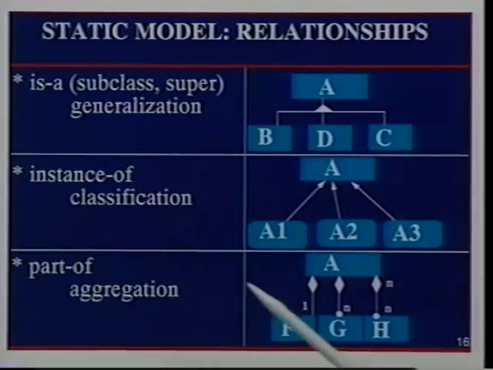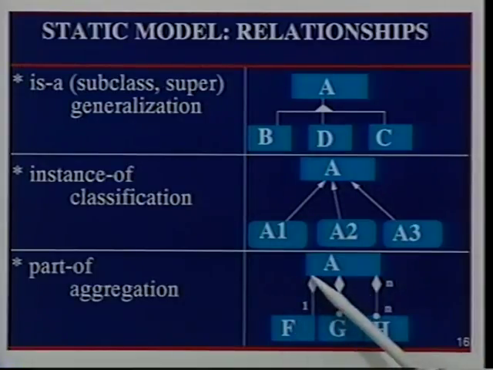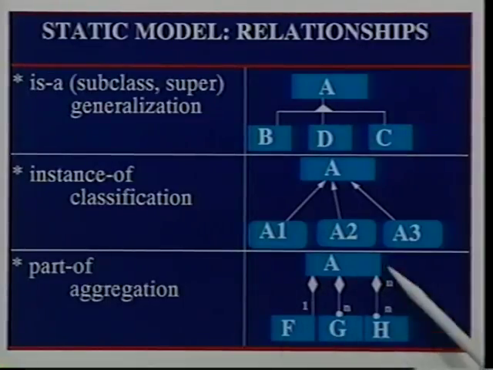In terms of aggregation, I represent aggregation by the following. Suppose F is a part of A, it is represented by this diamond here, and then there is a straight line. Now, if you look at this particular part of the slide, you will see several things. You will also see certain annotations here.